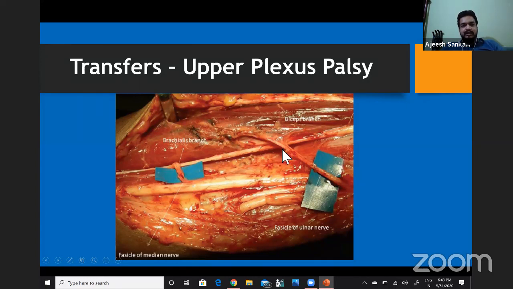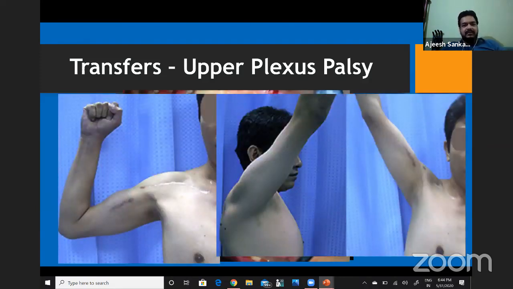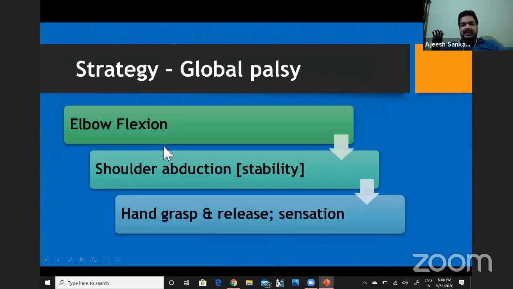We take a fascicle each, and they're connected to the biceps branch. This is actually the musculocutaneous nerve, biceps branch or the brachialis branch. And that should give us a quick and good reinnervation. And they can give good results regarding elbow flexion as well as shoulder abduction.